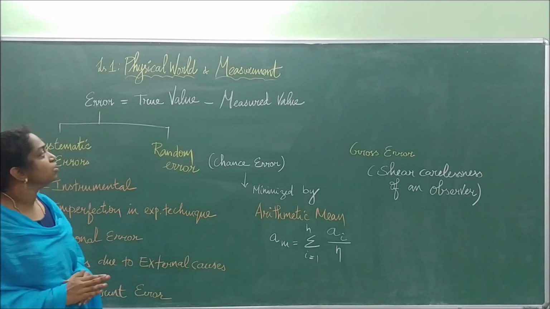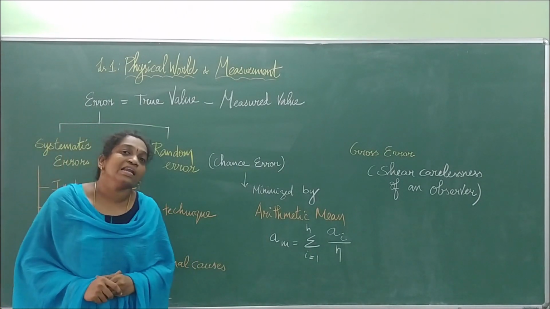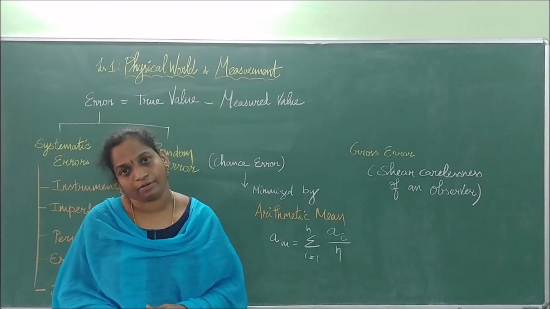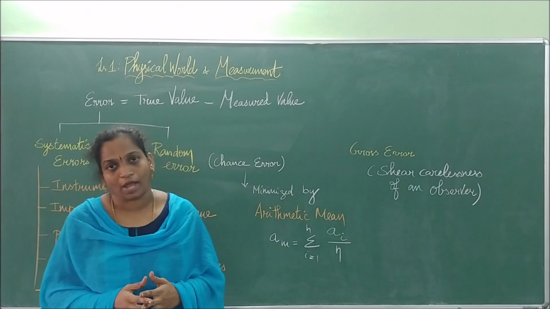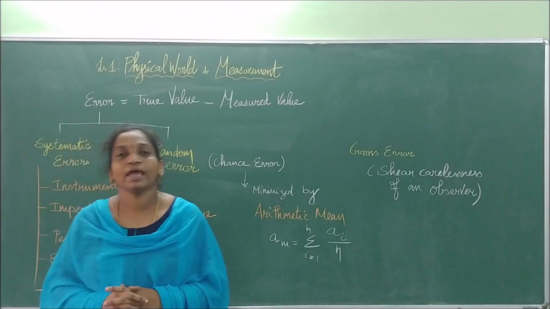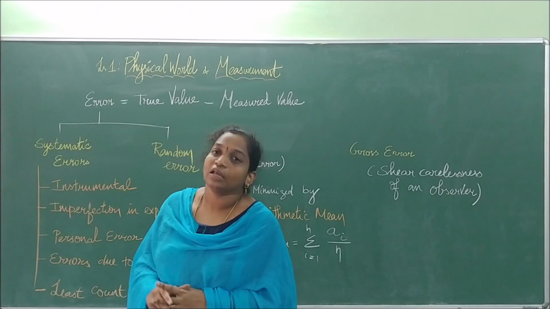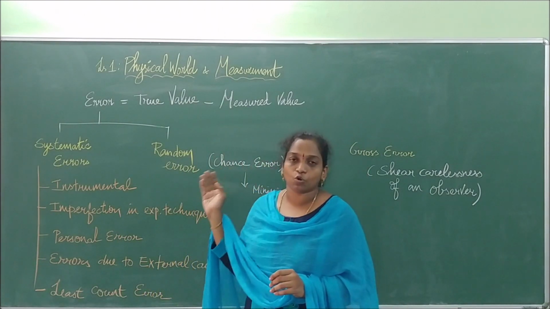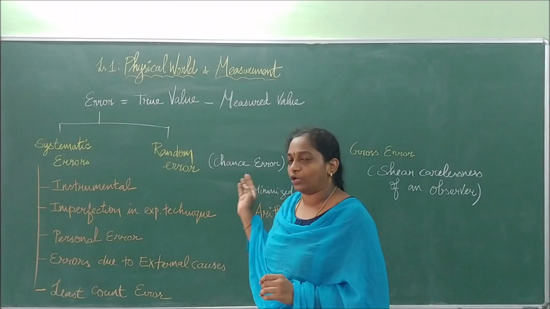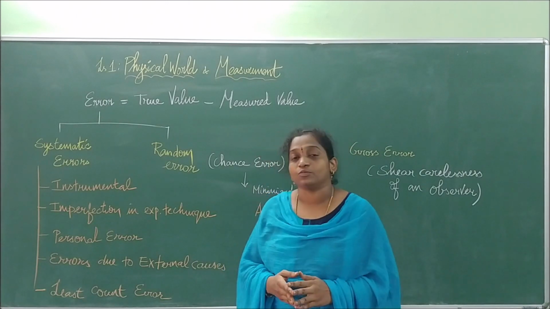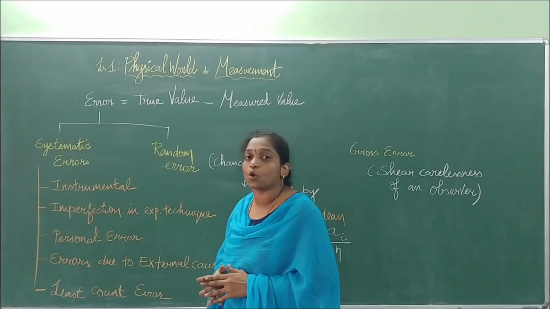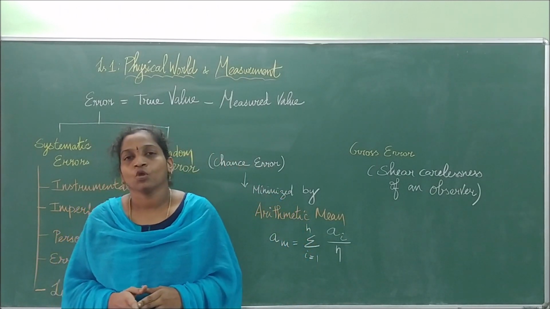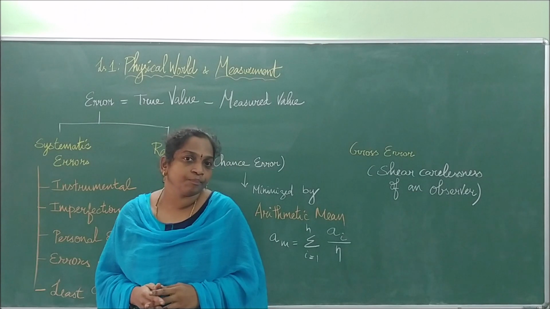So what is an error? Error is uncertainty in any measured value. Some unexpected values, we call that an error. How to calculate it? It is nothing but the true value minus the measured value. And we say that error is divided into two types. One is called systematic error, another one is called random error. What do you learn about systematic error?